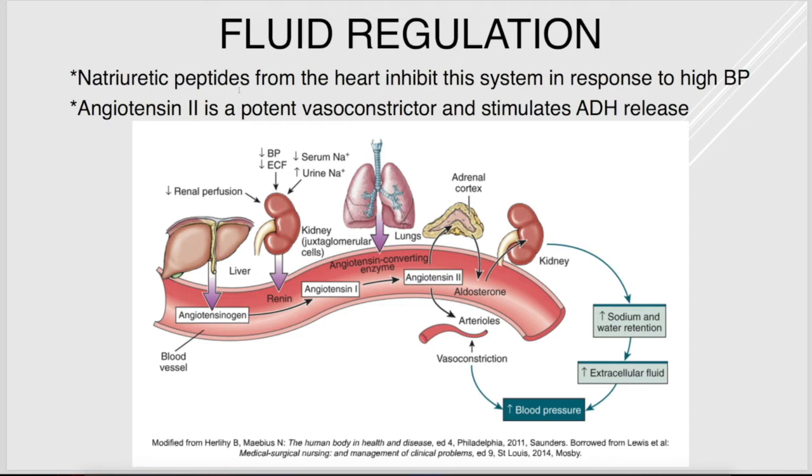A couple of things here. Natriuretic peptides are hormones that are produced from the heart, from the atria, and they kind of inhibit this RAS system. They don't do it very well, but they do counteract it a little bit.